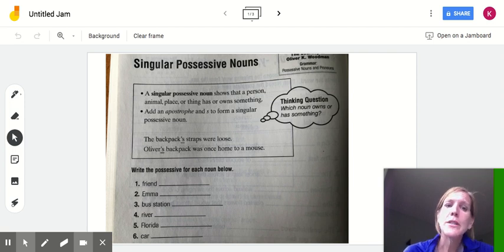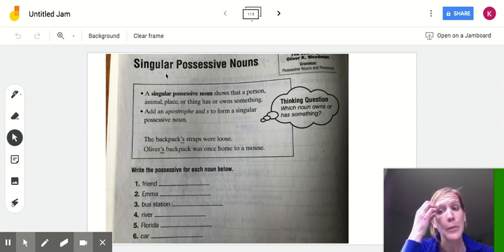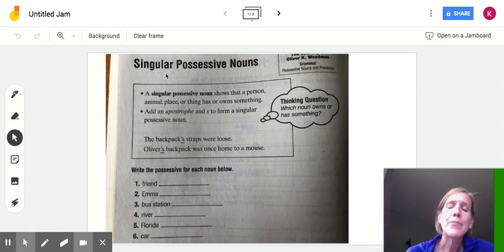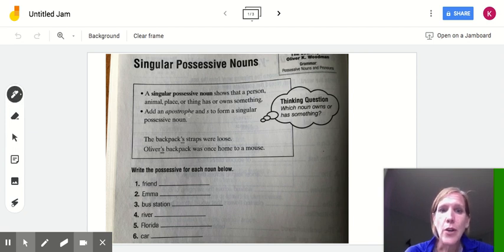Okay, and so the only difference between these two pages is one is working on singular possessive nouns and the other is on plural possessive nouns. And we know the difference between singular and plural. All right, just like I said in the video, if you have a singular noun and you want to show possession, you're going to add an apostrophe S. Okay, so all you're going to do to the end of a noun is add an apostrophe and then an S if you have a singular noun.